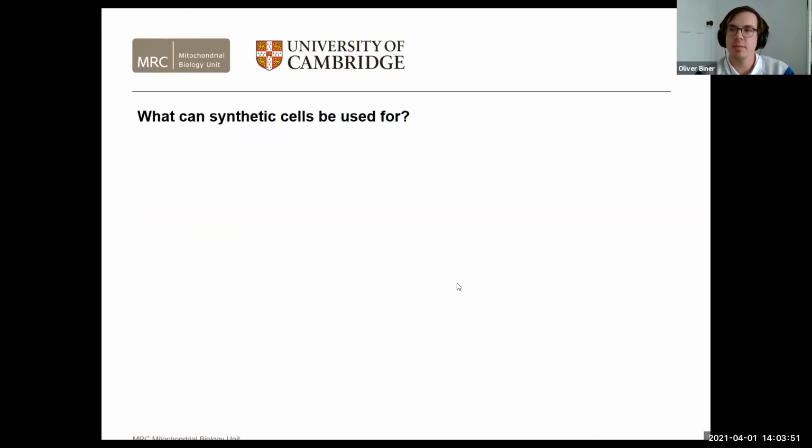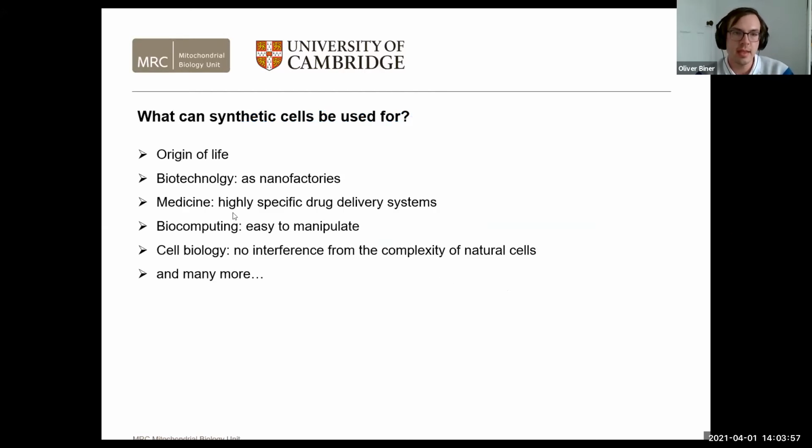So what are some possible applications of synthetic cells and why do we try to create them? They can be used in origin of life research, because when you know the conditions you need to assemble complex synthetic cells, you will also learn about which conditions might have existed on Earth at some point to create life. Then they can be applied in biotechnology as nanofactories. For instance, you can create within synthetic cells drugs that would be toxic for natural cells and produce them within the synthetic cell. Then in medicine, they can be used as highly specific drug delivery systems.